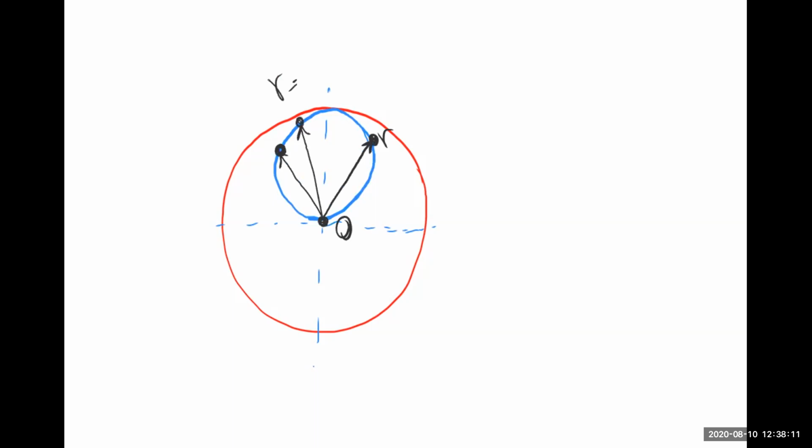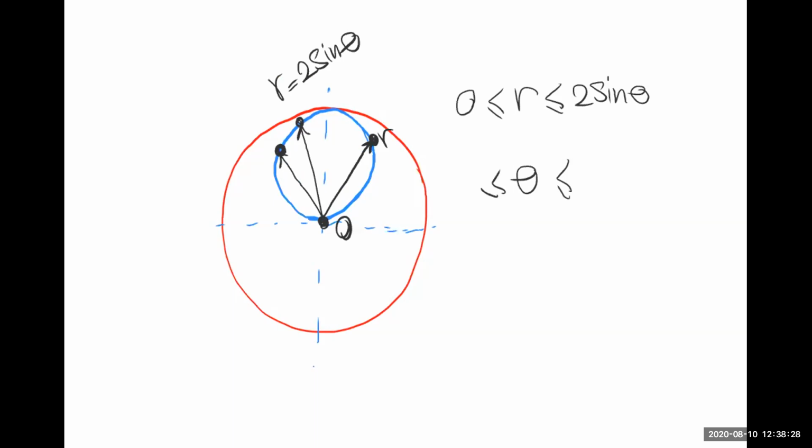As it said, R is 2 sine theta. So it starts at 0, goes up to 2 sine theta. So the bounds for R are 0 and 2 sine theta. And finally, I need to say what the bounds are for theta. I start from this direction, I go up, up, up, and then there. Here is 0, here is pi. So theta goes from 0 to pi.